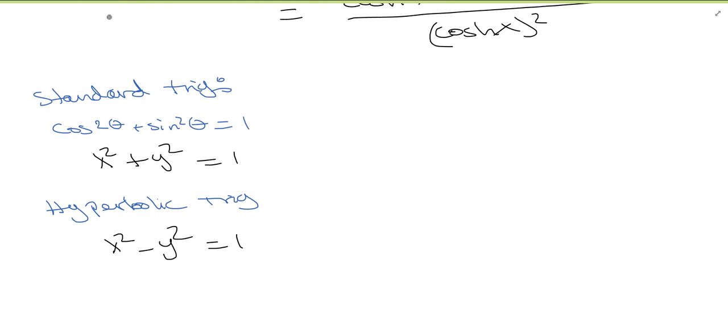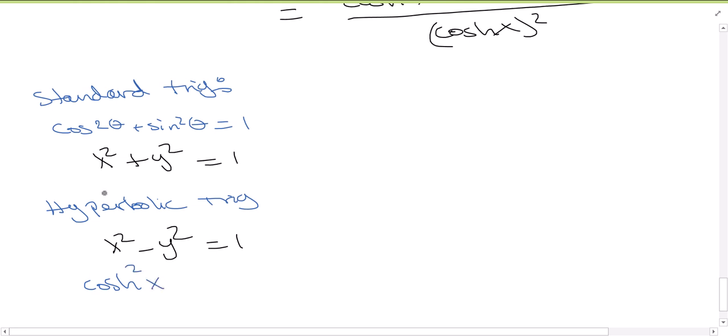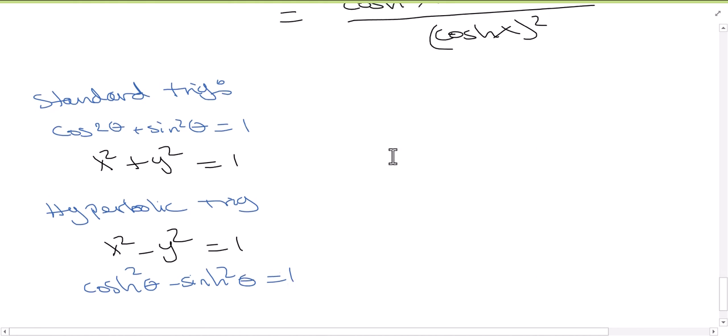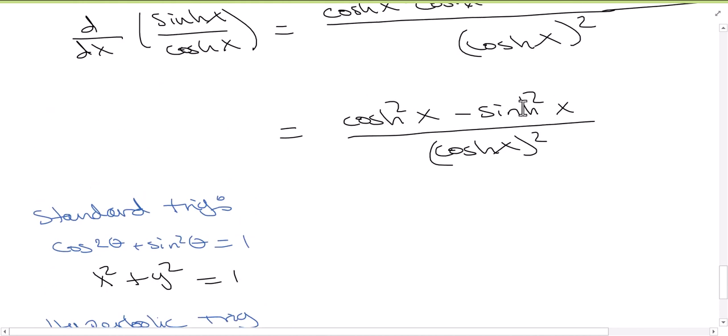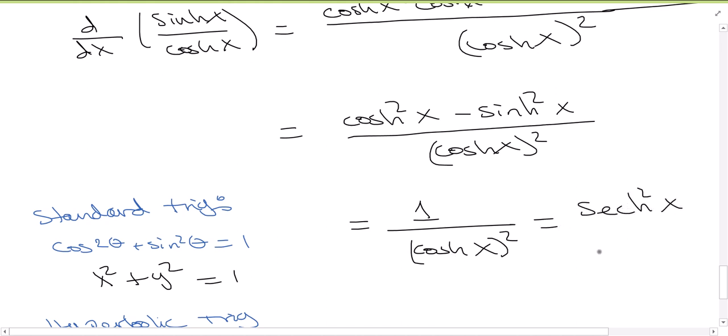So what is the identity? The identity is going to be cosh squared theta minus sinh squared theta equal to 1, which notice is what we have here. Cosh squared minus sinh squared. So that means this is going to be 1 over cosh x squared. But 1 over cosh is secant, so we get hyperbolic secant squared of x. So they're starting to look very similar.